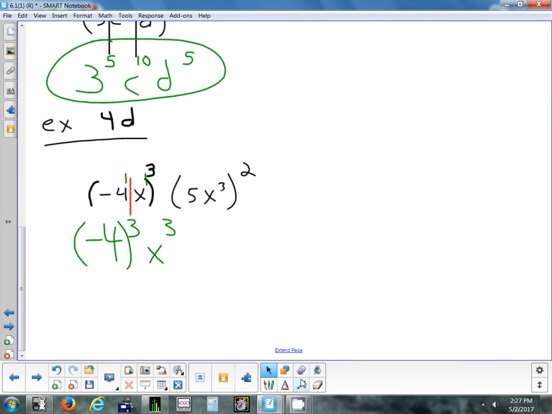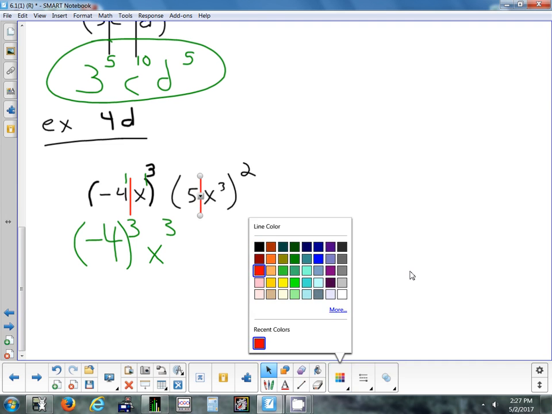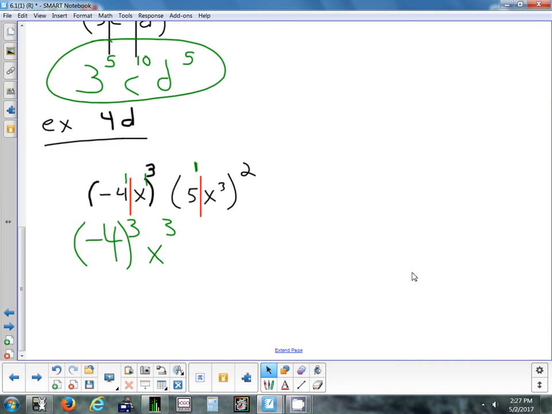How about in my other set of parentheses? How many terms? What are they? 5 and x to the third, right? There's nothing here. I can put a 1. Trenton, can you tell me what I would get when I simplify that?